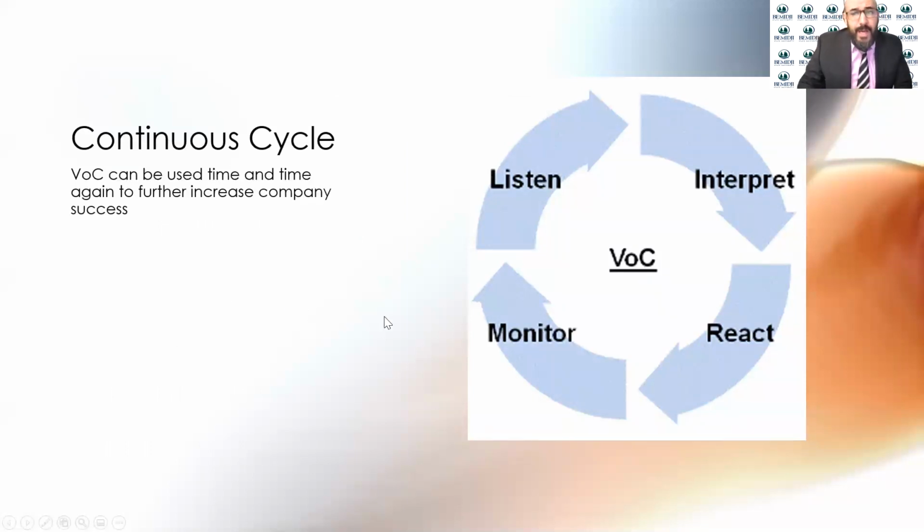Before we do that, what is the cycle of the voice of the customer, the continuous cycle? You start with listening to the customer, and then you interpret what the customer wants. That's where the quality team comes in. Their job is to listen to the customer, interpret, and convert the voice of the customer to the voice of the process, to the technical specification, and then react based on the feedback that they receive. They have to react by implementing the solutions, and then monitor these solutions and see if that's going to work or not.